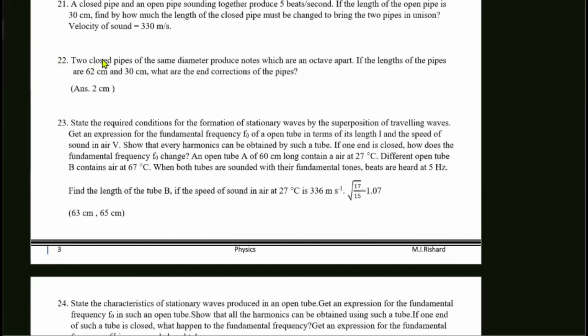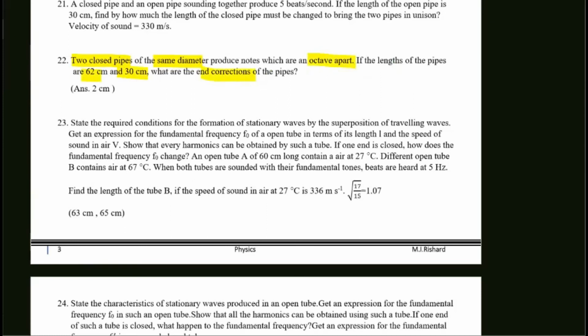Two closed pipes of the same diameter produce notes which are an octave apart. We'll come to what an octave means, right? If the lengths of the pipes are 62 and 30, what are the end corrections?